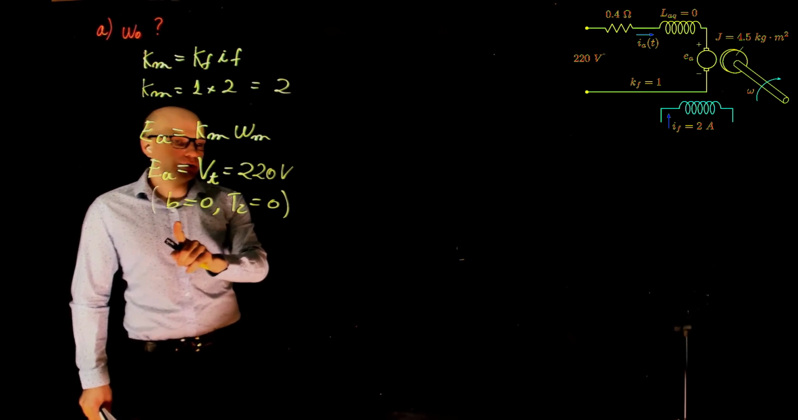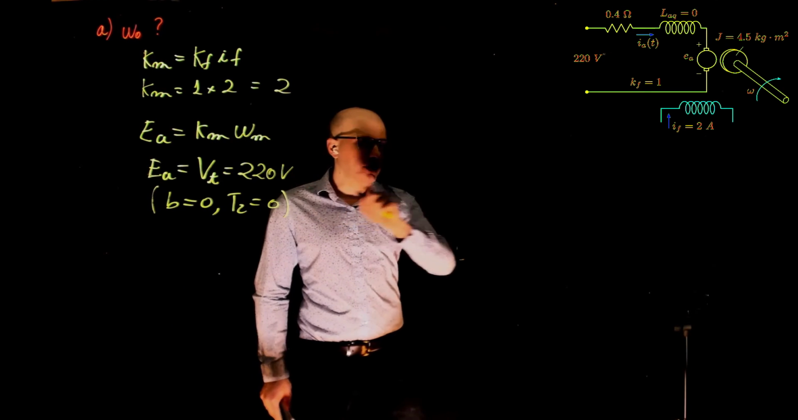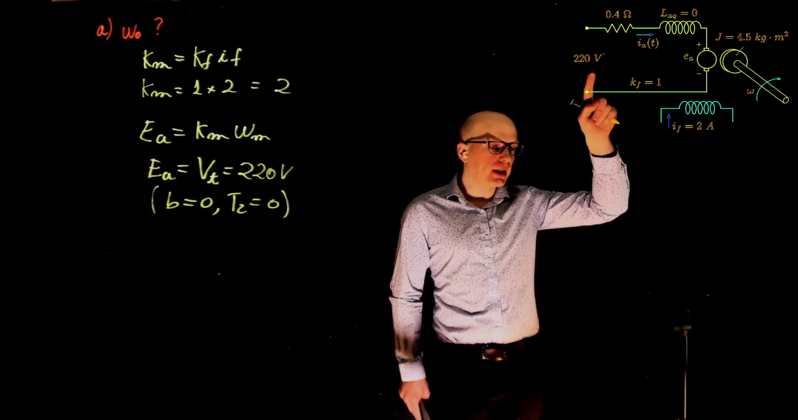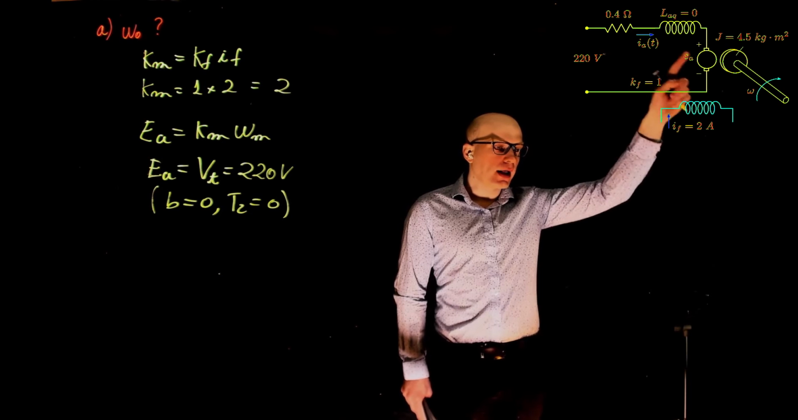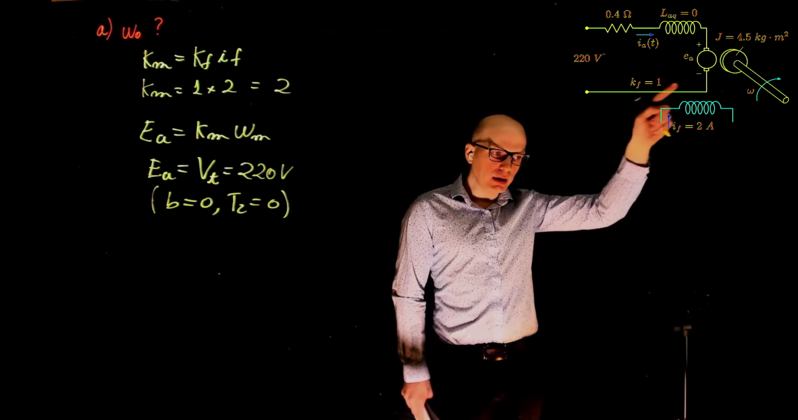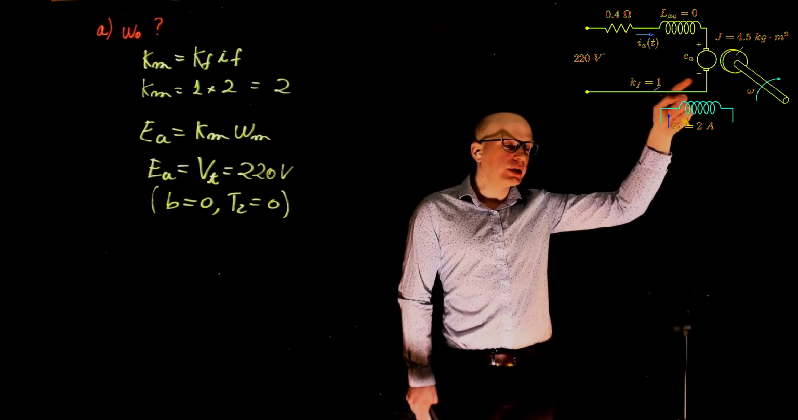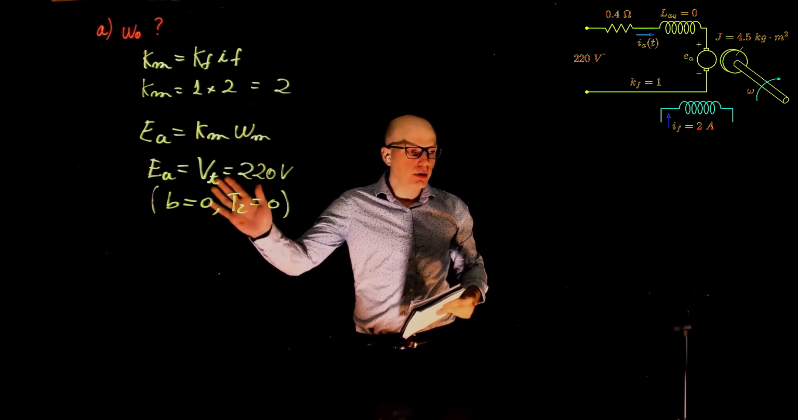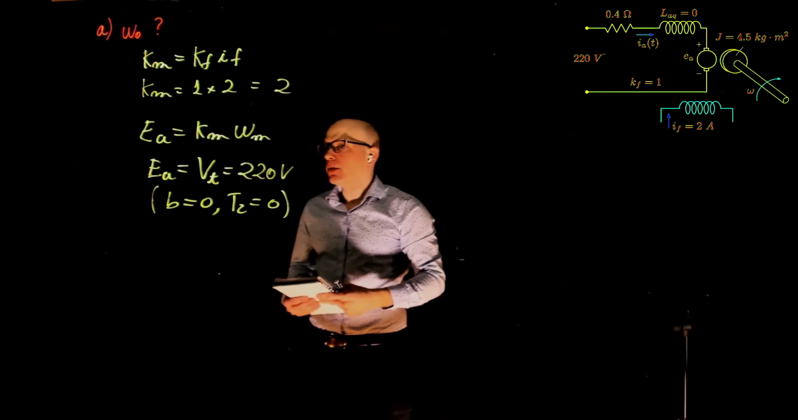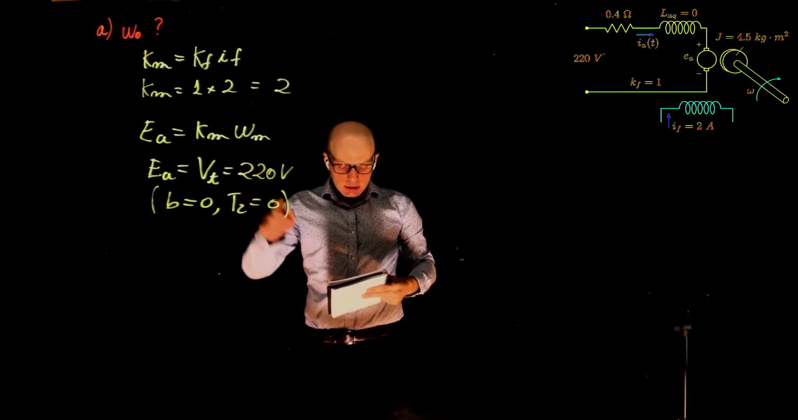If we had friction, this wouldn't hold, because then the EMF would not balance the applied voltage. There would be a difference here, and there would be a current. And the current would then generate enough torque to overcome the effect of friction. So this only works for this specific example. And now we are good. We can calculate that.